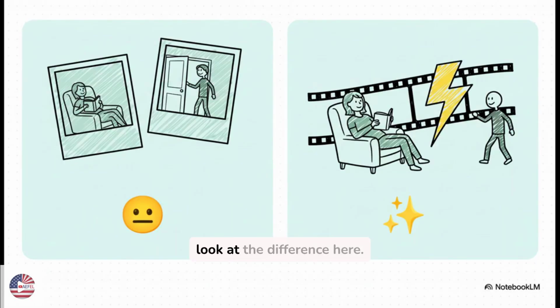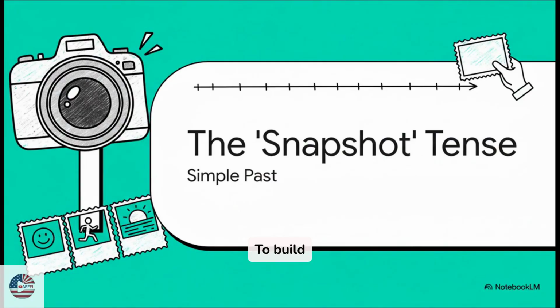And just look at the difference here. On the left, you've got simple facts. She read a book. He arrived. Okay, it's information. But now look at the right. She was reading a book when he arrived. Whoa. All of a sudden, that's not a list. That's a scene, right? It's got a background, it's got a moment of action, it's got a story. This is the power we're about to tap into. To build that story, we're going to need a couple of essential tools.